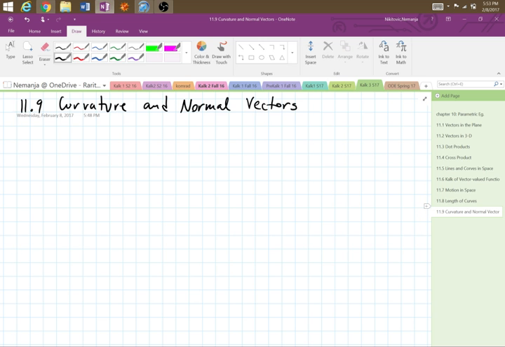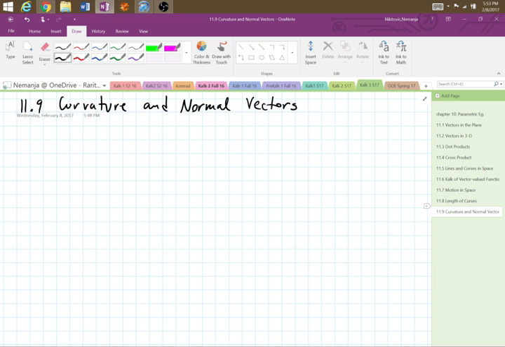So, where do we start? We would like to quantify curvature, to assign a numerical value in a way that the larger the bend, the larger the number, and the closer to a straight line it is, the number would approach 0.